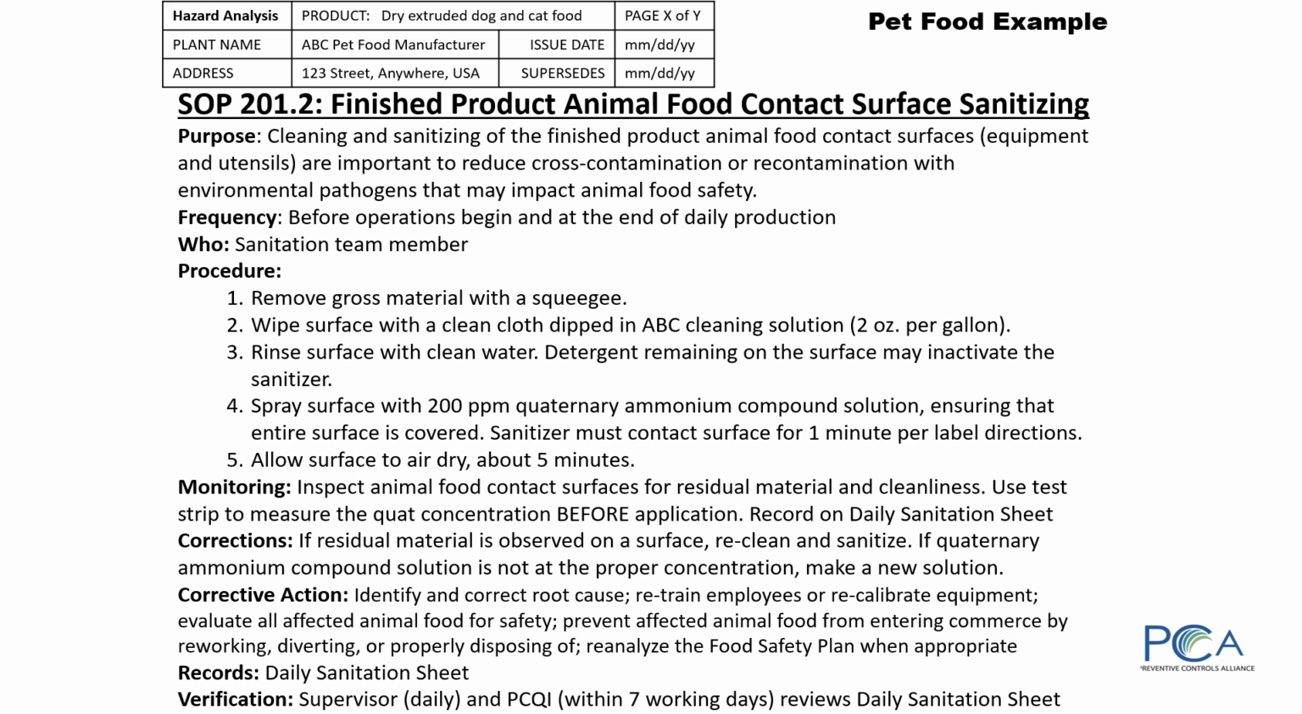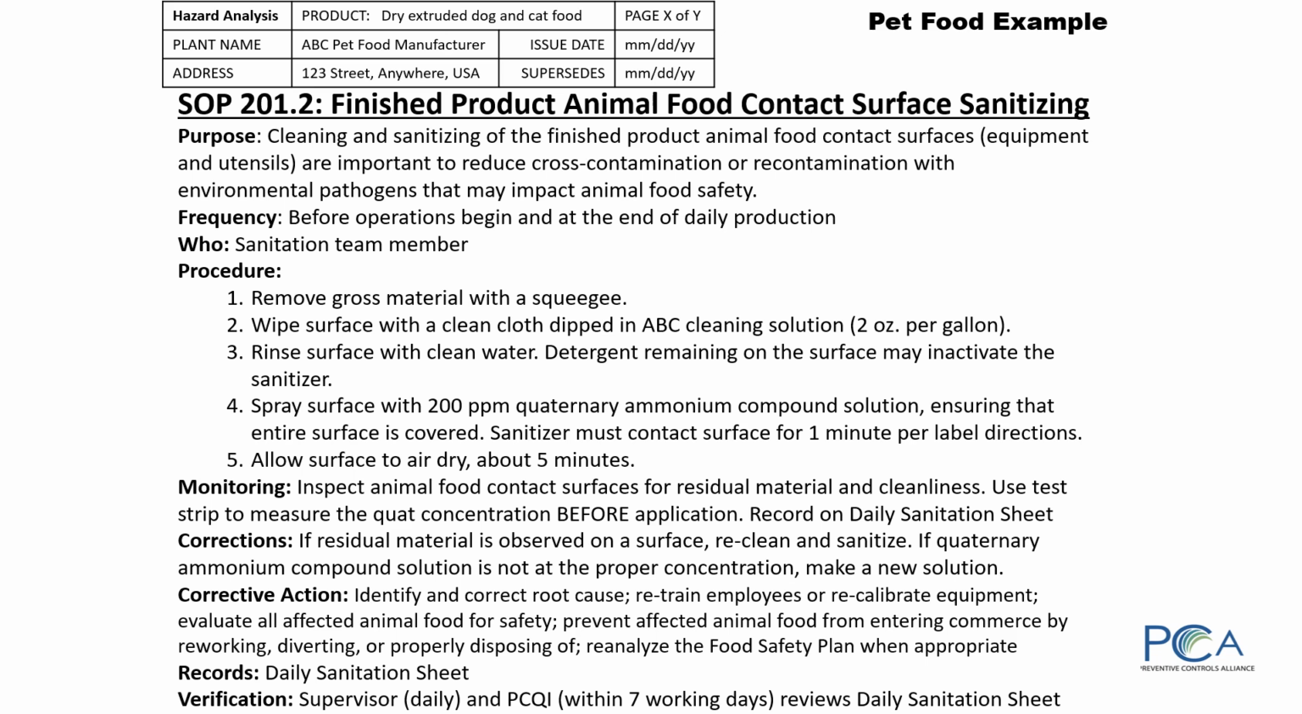And here's an example of all of that. This is another SOP for ABC pet food. This is SOP 201.2, and this is the description of the preventive control of sanitizing the animal food contact surface. This is going to be our post-extruder surface that we are sanitizing. So this is a surface that we have finished product on. It comes out right after the kill step.